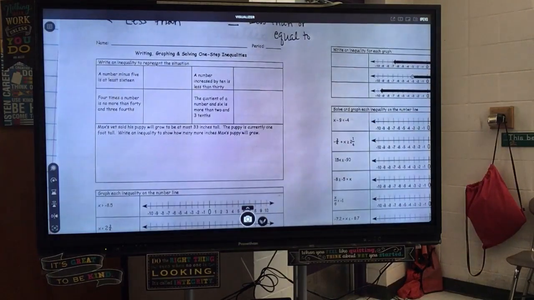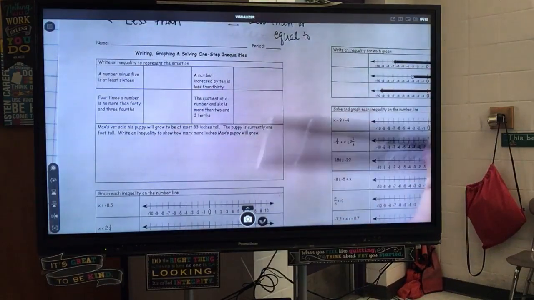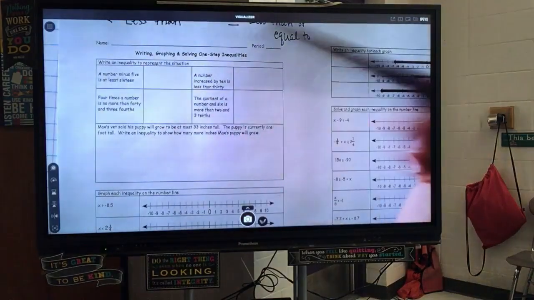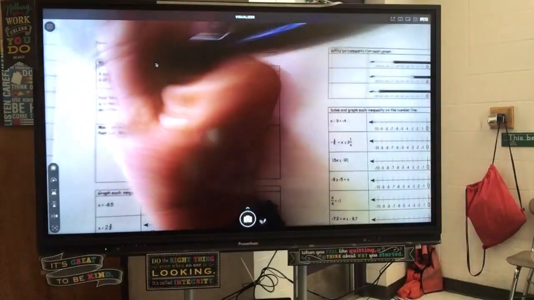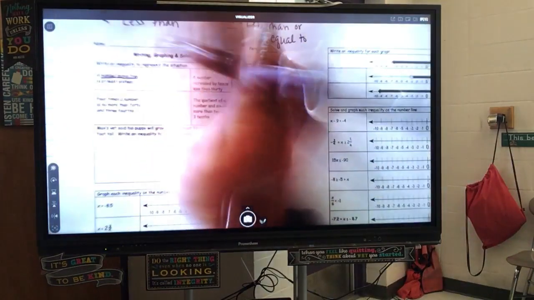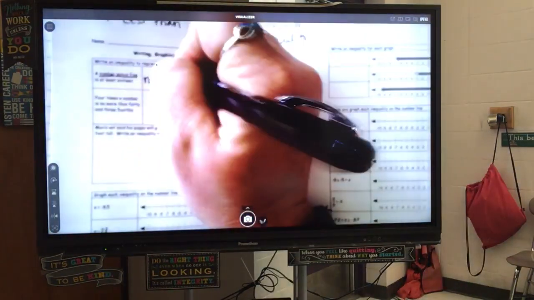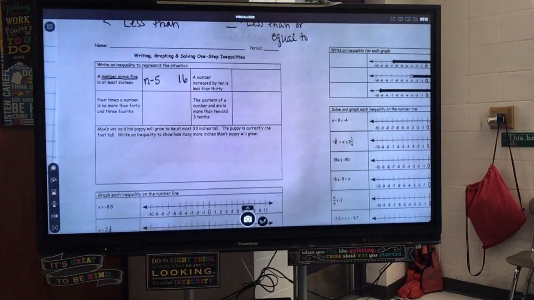All right, so we are starting with these top 5 boxes, whatever you want to call it. And we're just simply going to write an inequality that represents each one of these. So this says a number minus 5 is at least 16. So a number minus 5 would look like n minus 5. And then we have 16 over here. What goes in between? Greater than, less than, greater than or equal to, less than or equal to.